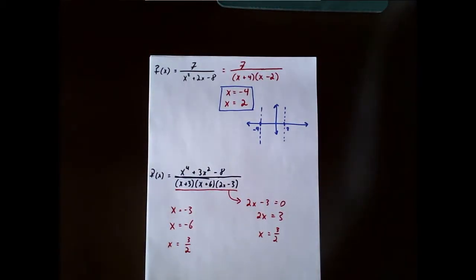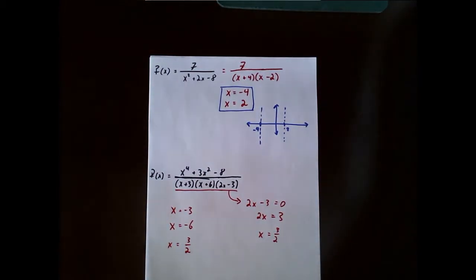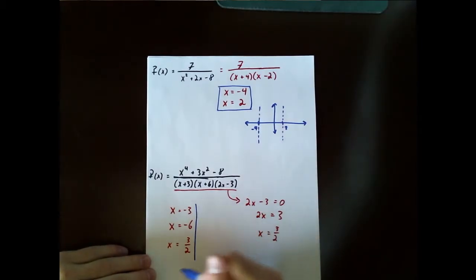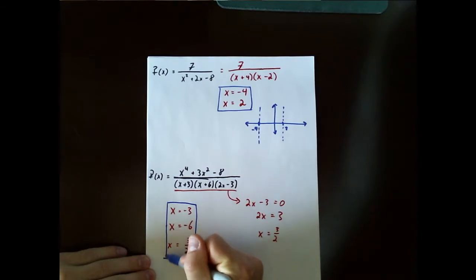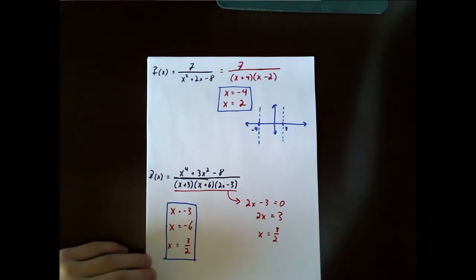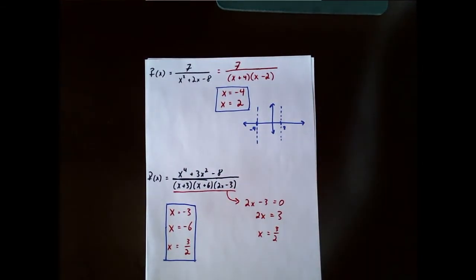So that's pretty much the process. We just find everywhere where the denominator of our rational function is equal to 0, and then those are going to be our vertical asymptotes.